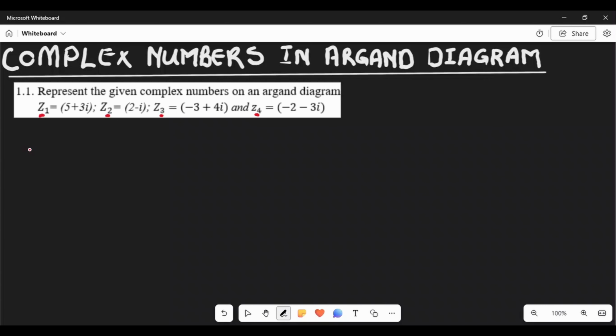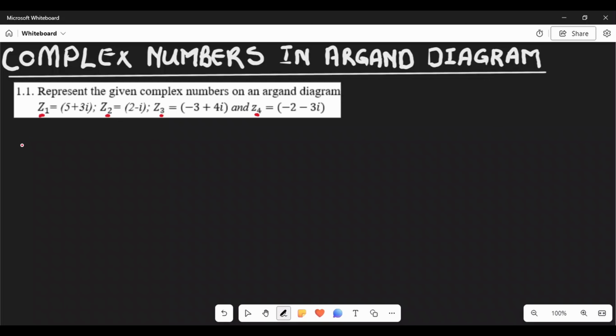Now, I've made a video about how to plot or represent complex numbers in an Argand diagram. You can go to that video in the description, or you can click on the icon on the top right, and then you are able to watch that video. That video is an intro on how to draw the graph. Alright guys, so let's start.